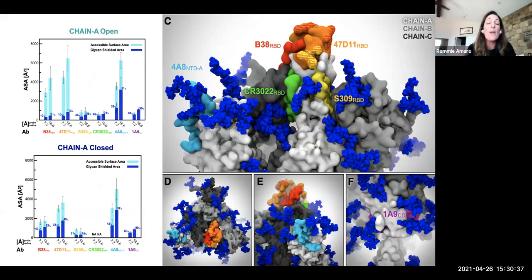And of course, now we have these relatively huge data sets that can be mined for all sorts of interesting things. We look at things like accessible surface area, and we can characterize glycan shielding and protection. There are a lot of people interested in understanding where neutralizing antibodies are binding and where they're not binding, because this is of huge therapeutic interest.